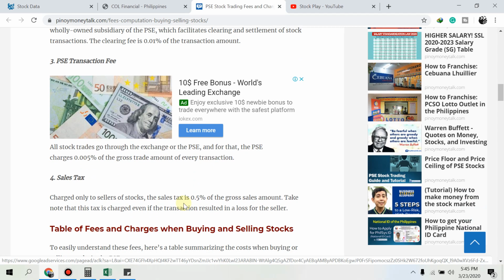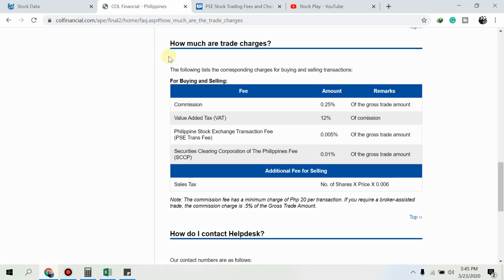So, let's jump to colfinancial.com. Since si COL guys yung pinakasikat dito sa Pinas, ano, na broker sa stock market, so syempre dito tayo magpo-focus. So for buying and selling, so we have this one, ano, for commission.